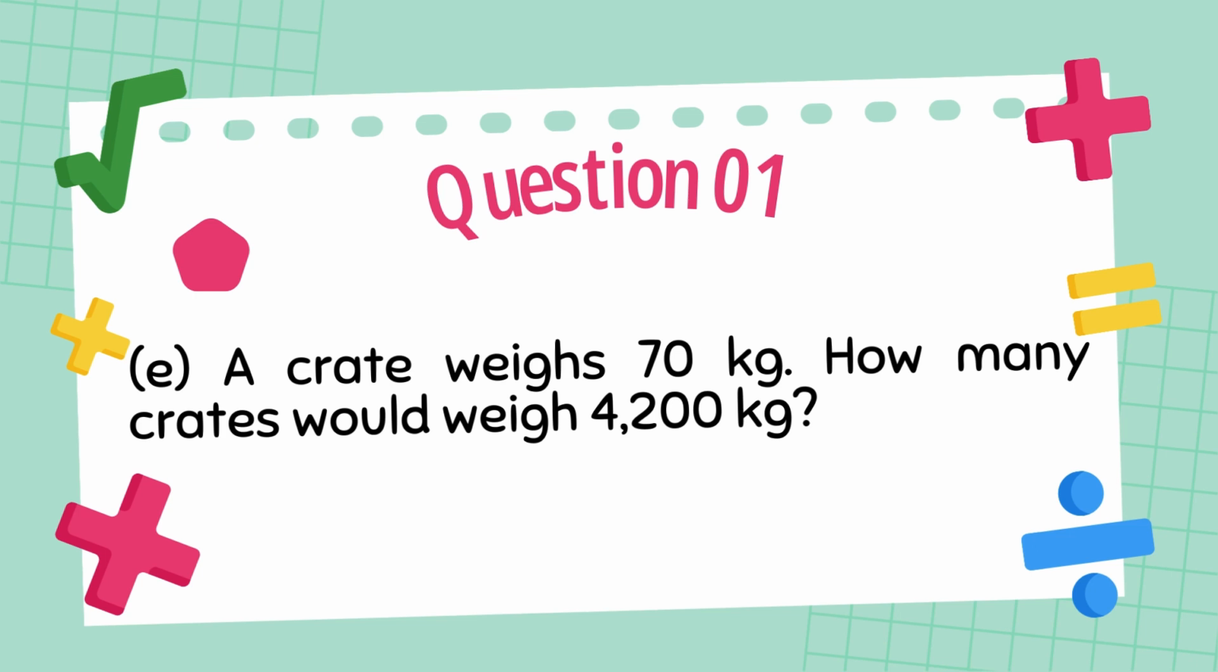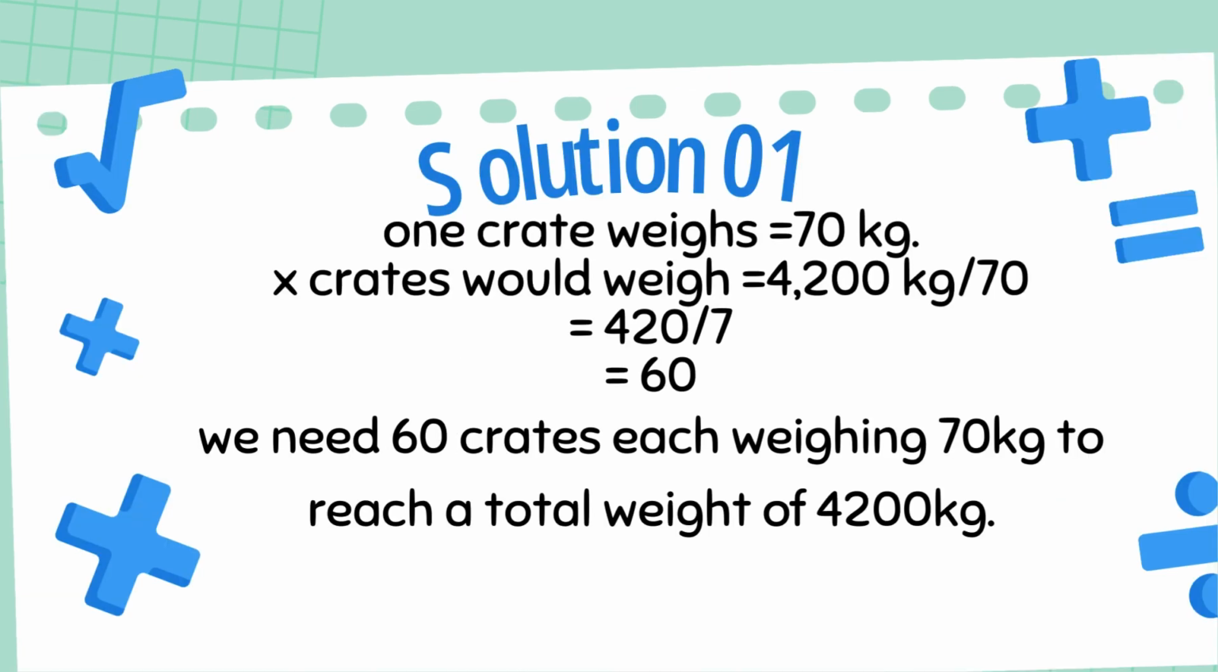So for this, what should we do? The weight of one crate is given, which is equal to 70 kg. If x is the number of crates, we don't know the number of crates, we have to find it out. The number of crates is 4200 kg over 70. When you cancel the 0 in the numerator and denominator, we get 60. So 60 crates, each having weight 70 kg, are needed to reach a total weight of 4200 kg.